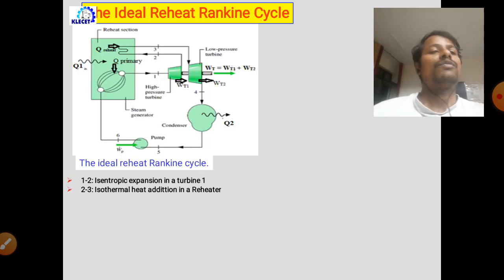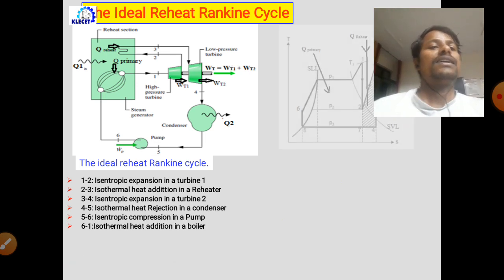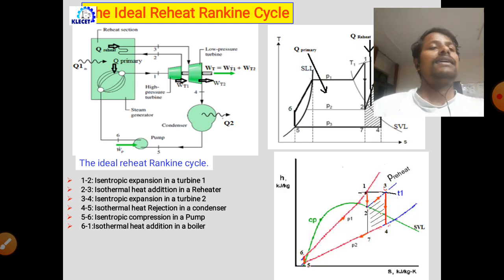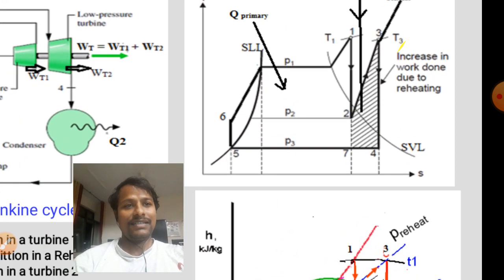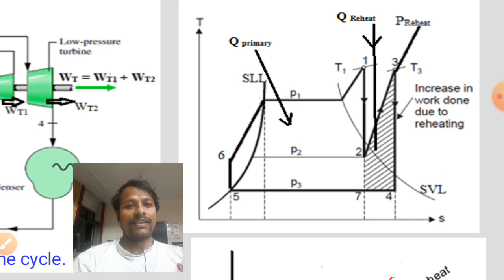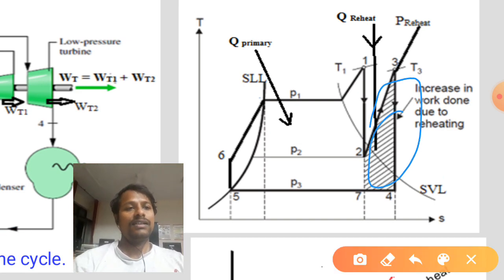So we understood about the processes. Then again please remember, in case of the TS diagram, this is the total network increased because of the reheating process.